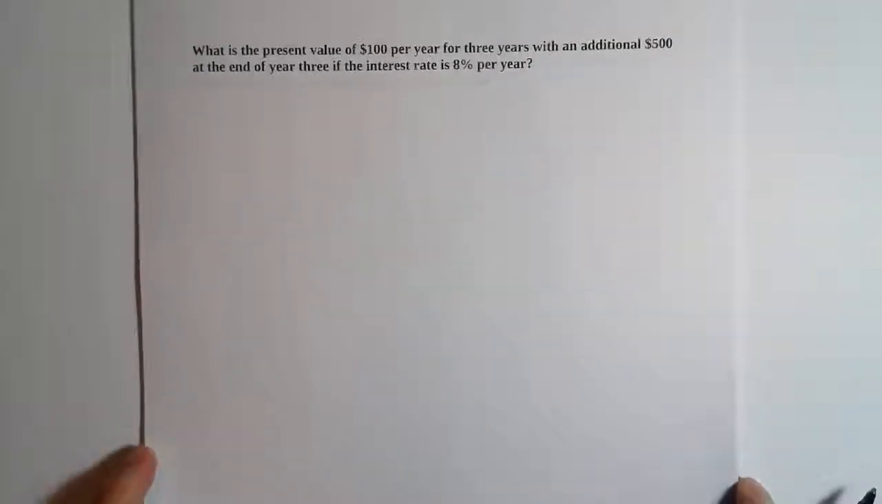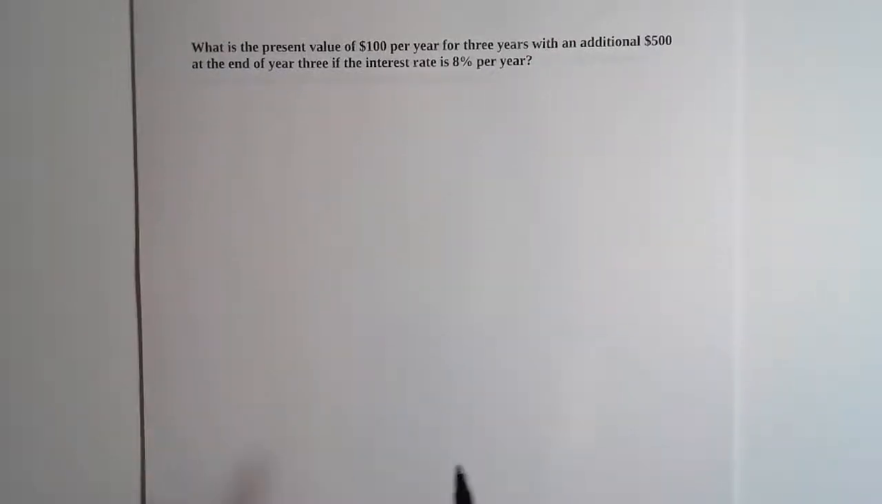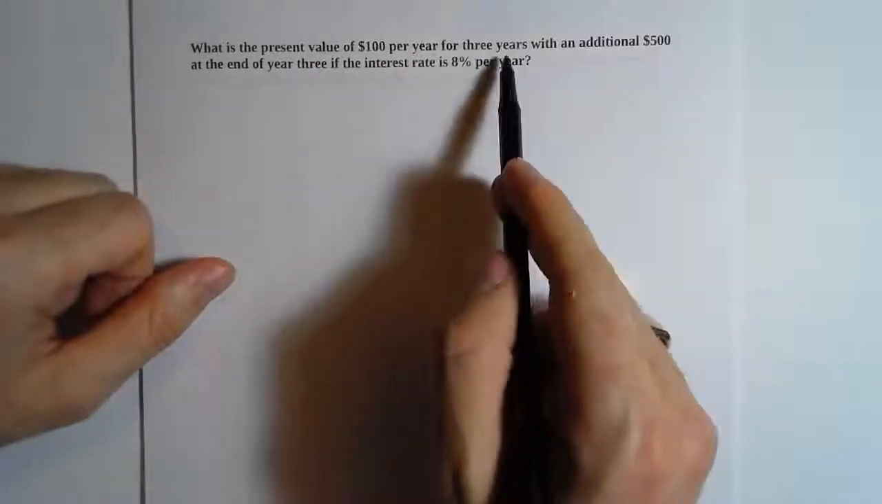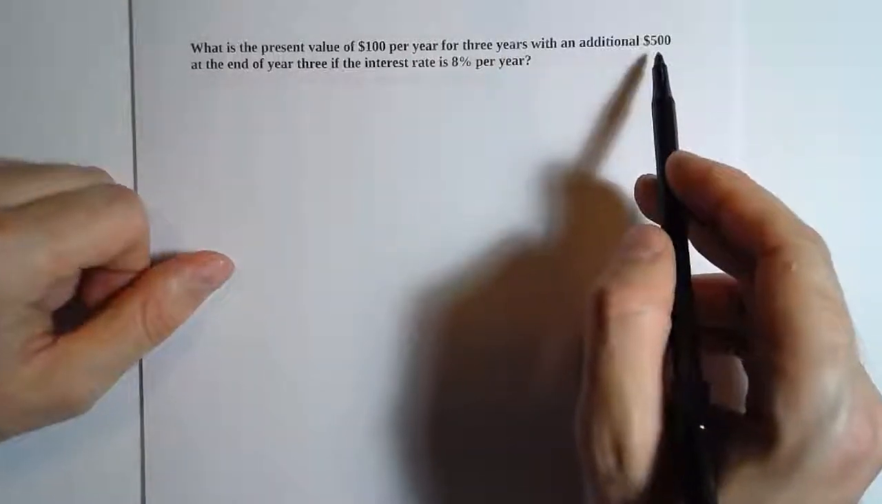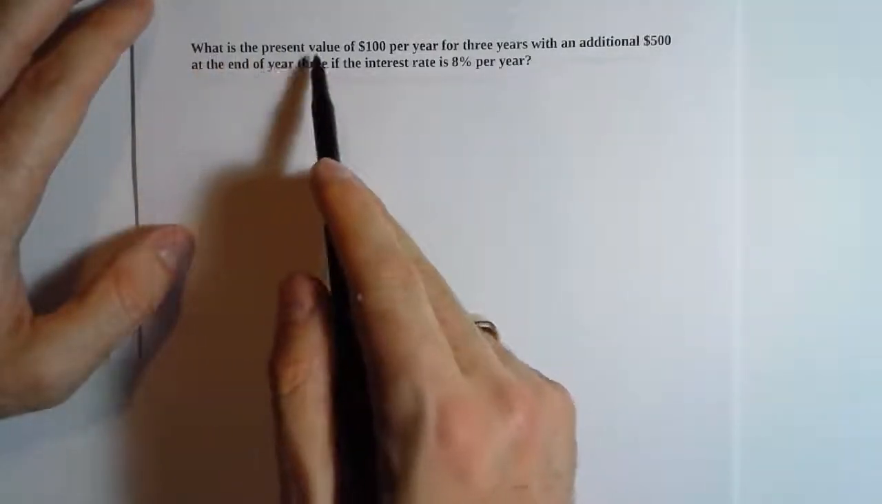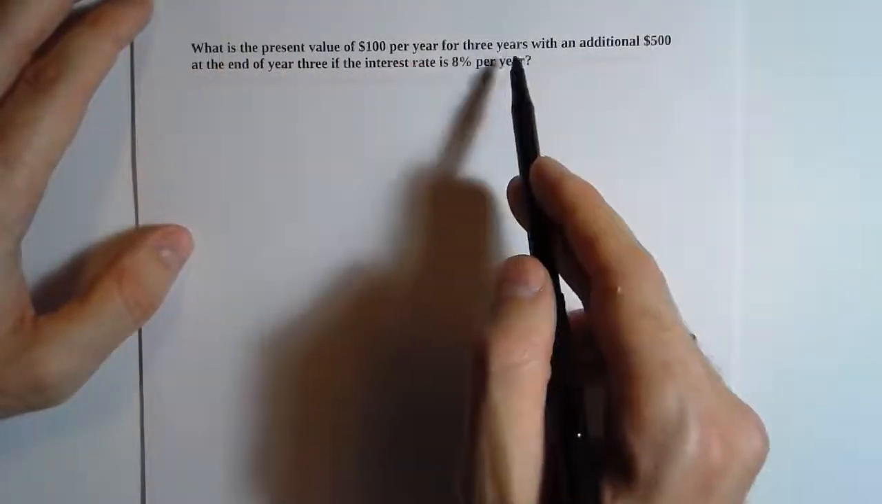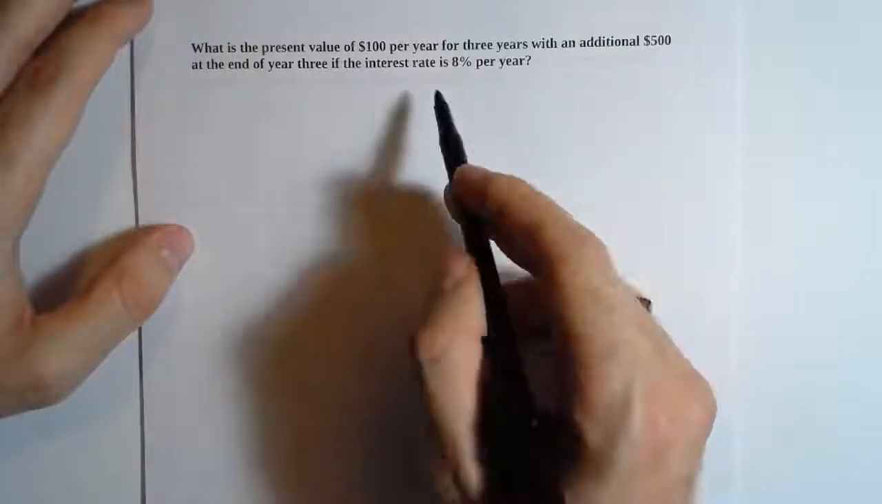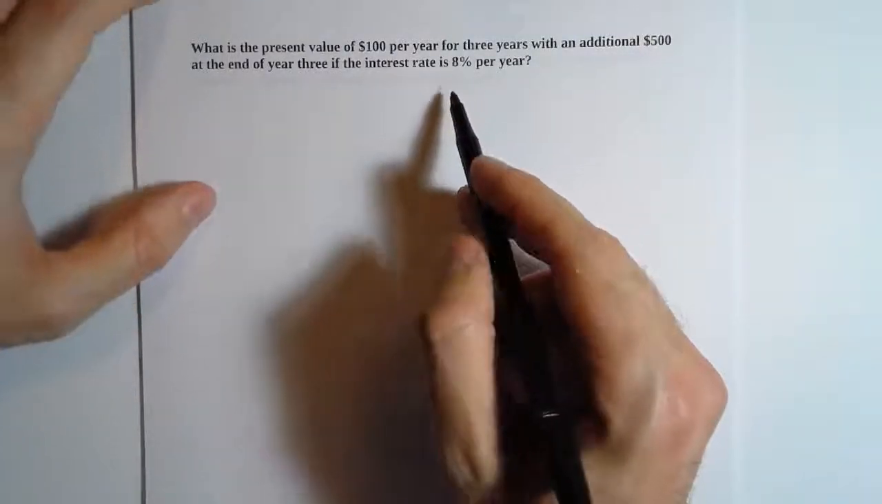So in this case we have an annuity which consists of $100 per year for 3 years, and then we have an additional $500 at the end of the third year. And it asks us what is the present value of this $100 per year for 3 years with additional $500 at the end of year 3 if the interest rate is 8% per year.